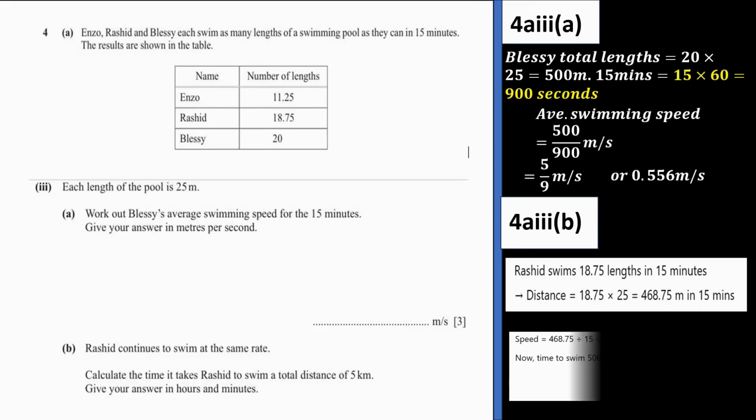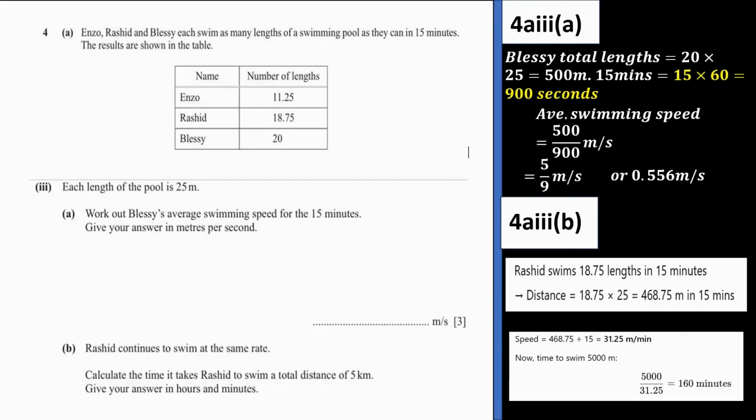All right, and so the speed, of course, you know, speed is distance over time. So it's going to be 468.75 divided by 15. That's the time taken to cover that distance. That is going to give us 31.25 meters per minute.